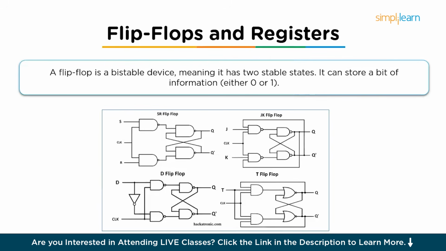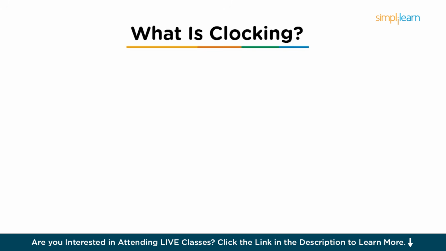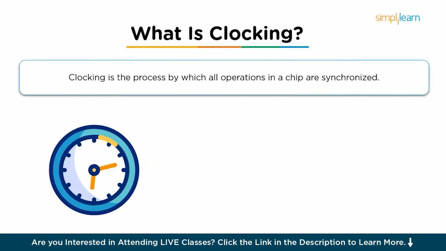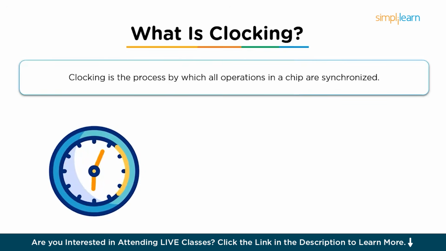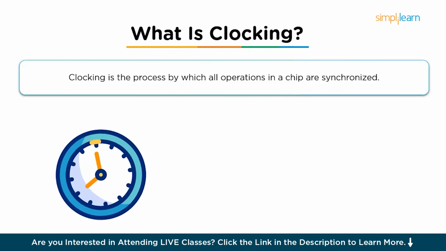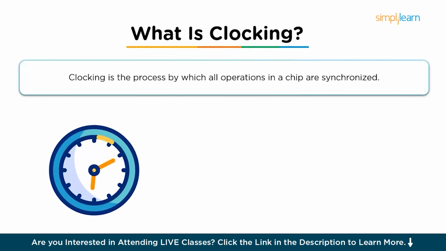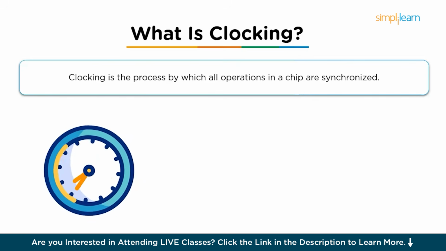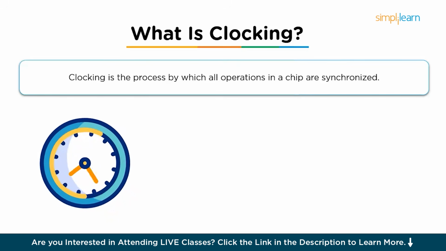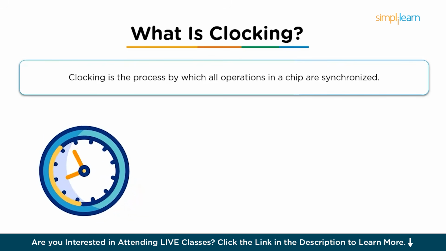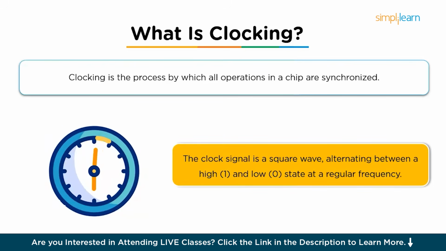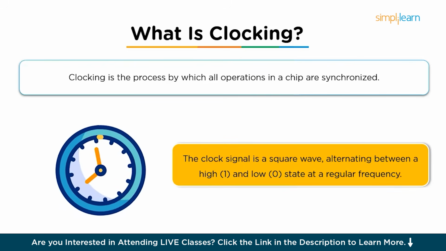Now let's understand what is clocking. So in digital circuits, clocking is the process by which all operations in a chip are synchronized. A clock is a periodic signal that provides timing for all the operations inside the circuit. Without a clock, it would be difficult to coordinate the operations of the millions or billions of components on a chip.